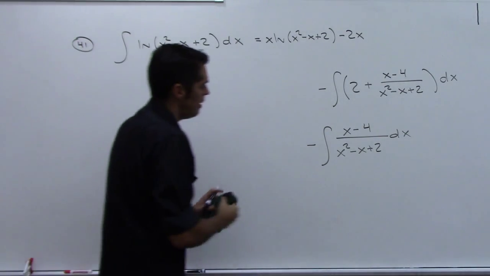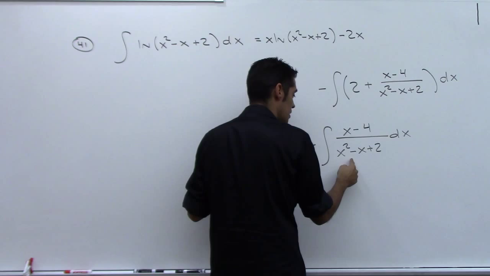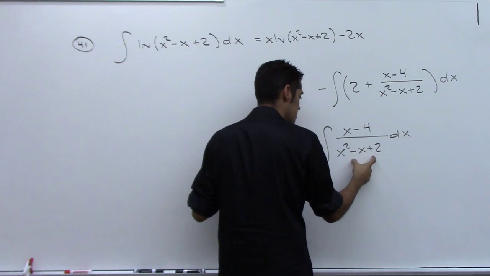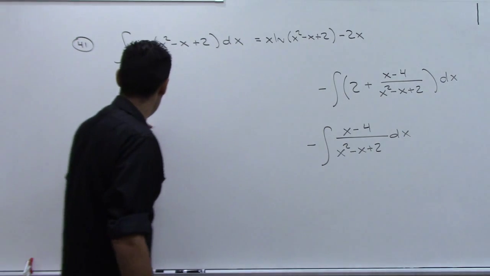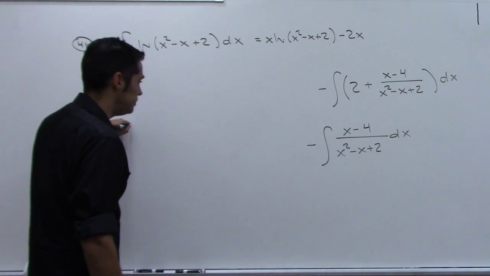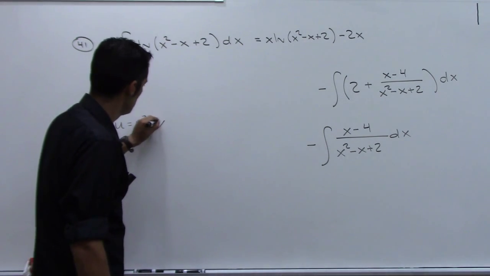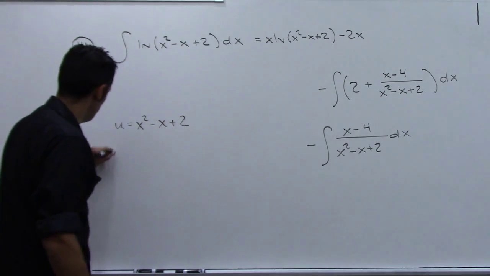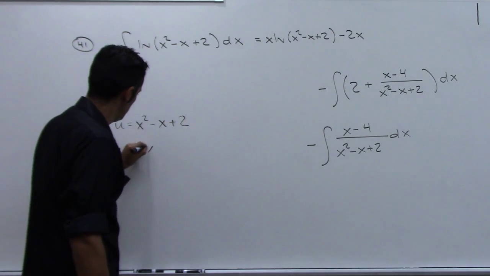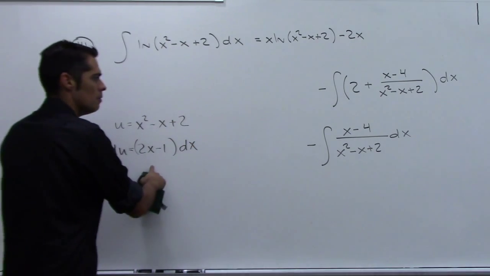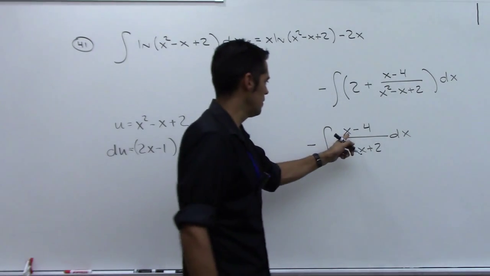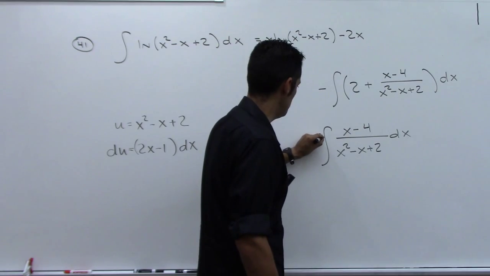So when I'm here, I have a linear expression over a quadratic expression. The quadratic is irreducible because I cannot factor that. When this happens, we let u be the bottom. We take the derivative. 2x minus 1 is what we want. We don't have 2x minus 1, so I come in here and force a 2 over 2.